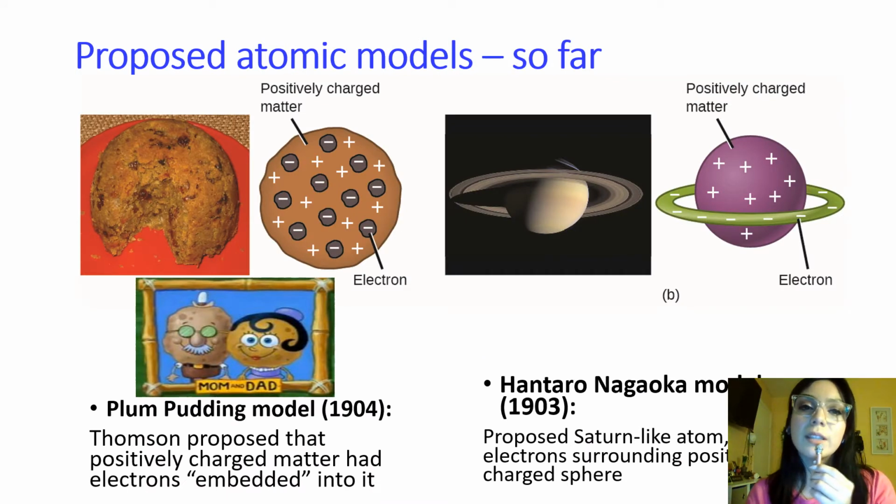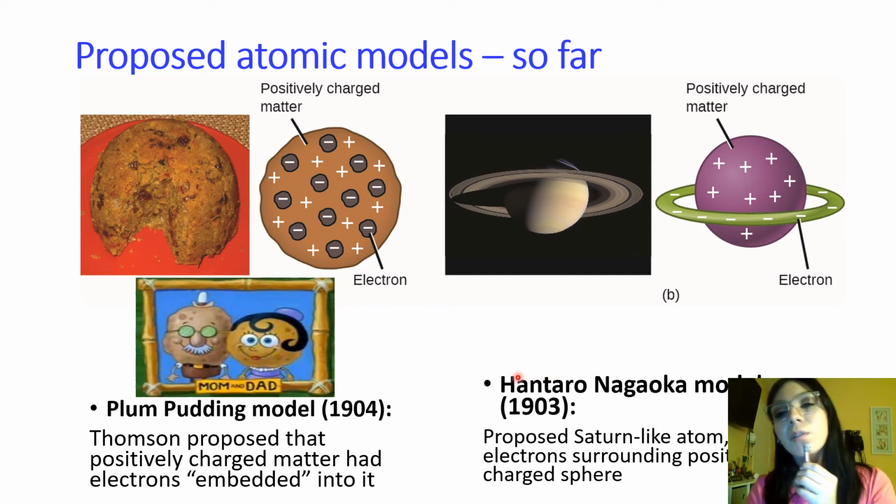So by this point in time, scientists had proposed several atomic models. The first of these is the plum pudding model, which was proposed by Thomson. And he thought that we had positively charged matter, and within it, embedded, we had electrons. And it was named plum pudding after this dessert from, I think, the United Kingdom. And all I honestly can think of whenever I see this is SpongeBob's parents. That's exactly what the plum pudding model looks like to me. So hopefully that helps you remember that.